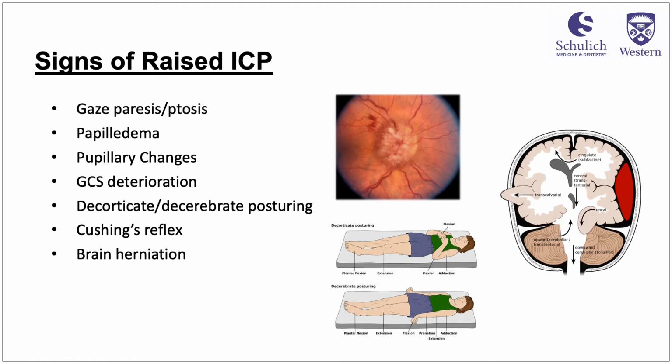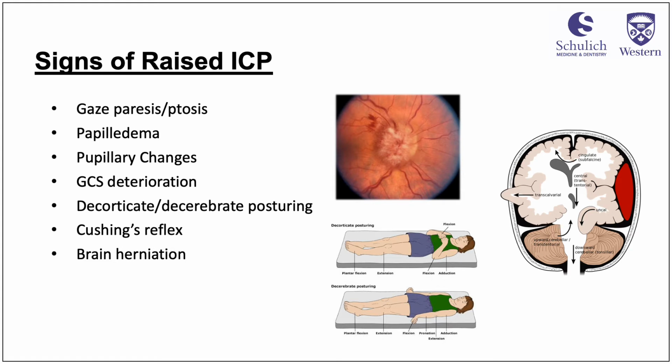You can have pupillary changes. Again, this is getting more into the advanced raised ICP and herniation, GCS deterioration as you get caudal displacement of the diencephalon and midbrain. You can get posturing as things progress, and brain herniation starts to develop, whether it's transtentorial or tonsillar or subfalcine. And generally, that's when we're quite concerned.